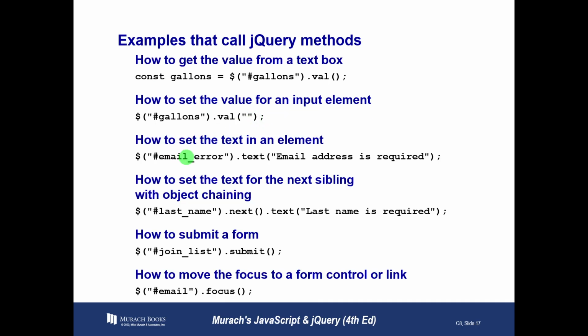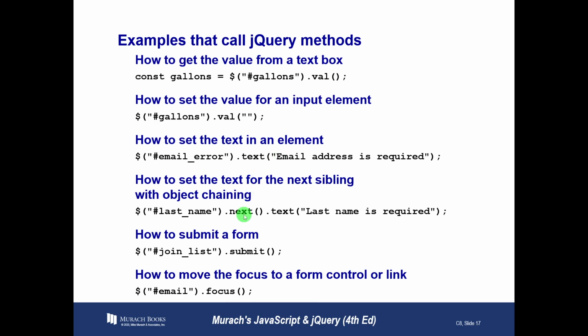What's next? Email error. So we have an ID of email error, and it has a text property, and we are going to set that text property to email address is required. So we're updating that text property, specifying an error message.